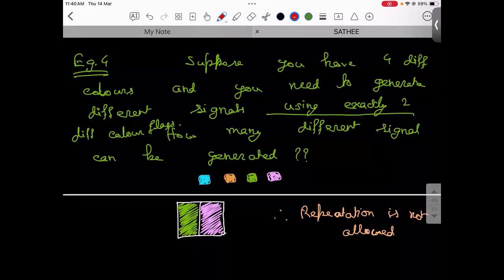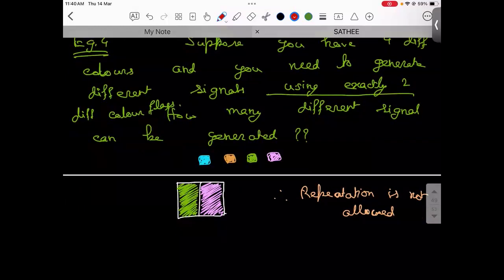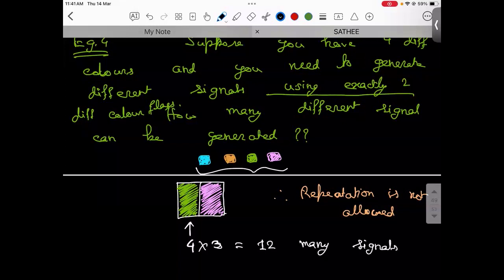Okay, so how many choices do I have to fill these 2 positions? For the first position, I have 4 different choices of colors. So I have 4 choices. And for the second position, I have only 3 choices. Okay, so the number of possible signals is 12. 12 signals I can have.